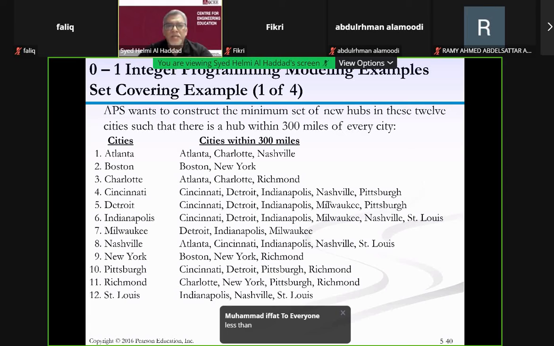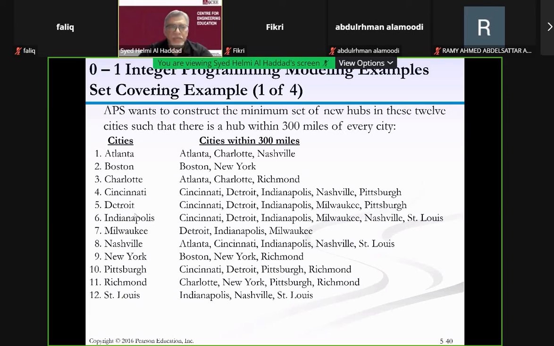Less than 1 means there shouldn't be any choices, right? If less than 1, we can have 0, meaning that, for example, for Indianapolis, we don't select any of these locations, right? So that means less than. Is that what we need to do here? We want to minimize the set of new hubs in these 12 cities such that there is a hub within 300 miles away. So if you put less than, it means all of these might not be selected. So for example, in Indianapolis, there will be no hubs. I think we need to have a hub, so it should be equals to 1.